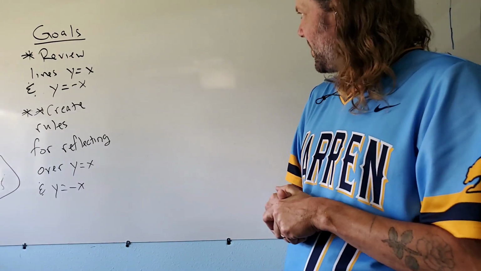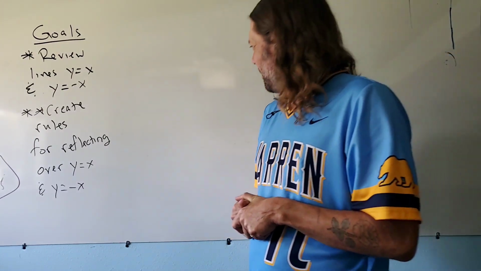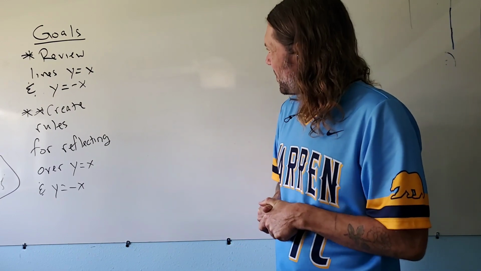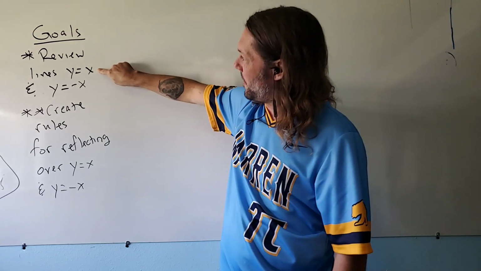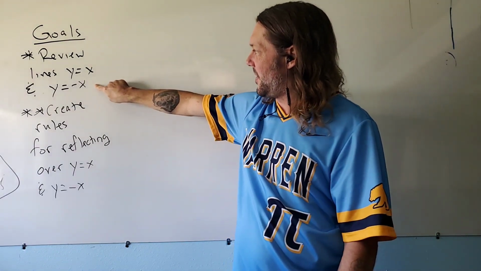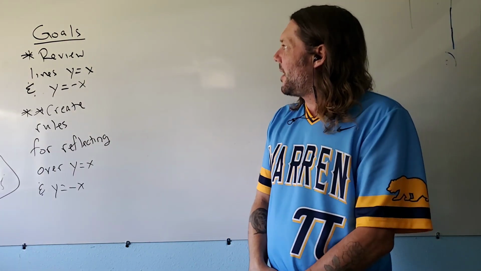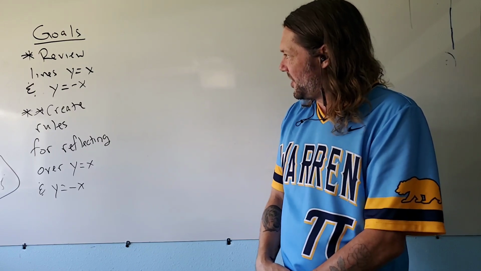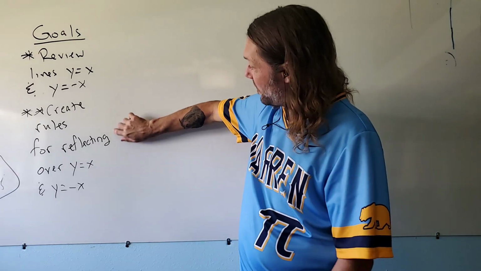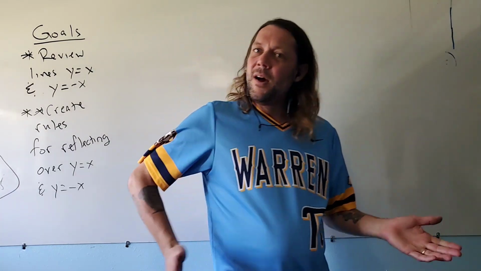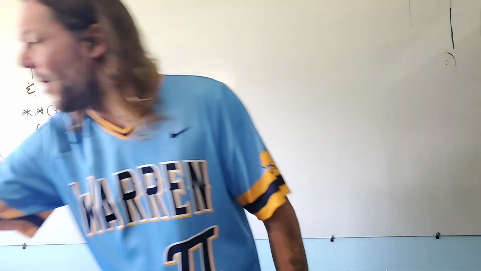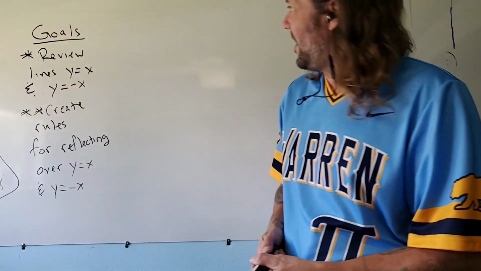All right, so let's move on to today's lesson. Again, it's a very simple lesson. I have 2 goals for us today. First, I want to review graphing the lines y equals x and y equals negative x. And then after we review the graph of these lines, we're going to create rules for reflecting over these lines. So it's going to be a very simple, short lesson. Let me go ahead and get started.